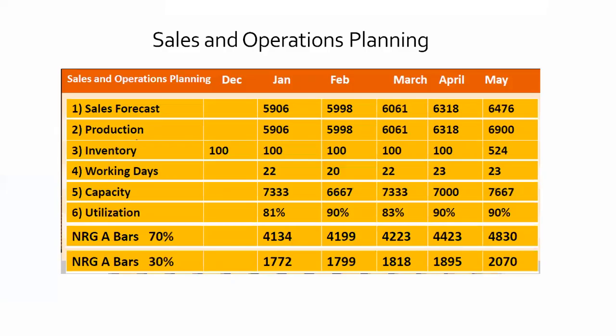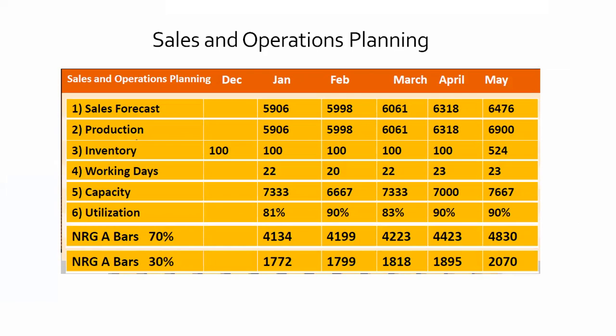So if you want to have the sales forecast, this is an example for 30% of the A bar and 30% of the B bar. So forecasting का numerical कैसे करेंगे? Sales and operating planning का, like for example December, January, February, March, April और May, 6 months आपको दिया है, आपको डेटा दिया हुआ है सेल्स फोरकास्ट का.